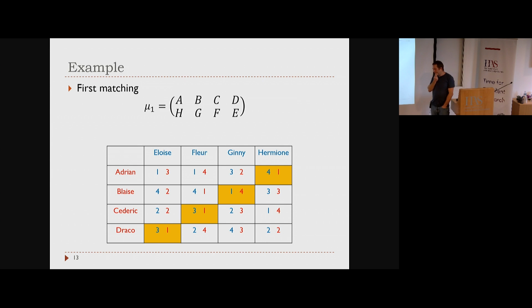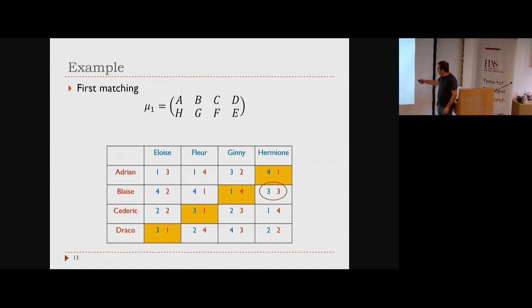Hermione can go with Draco. Hermione likes Draco, but Draco does not want Hermione. She's his second choice, and he got his third choice. No, I'm sorry, the red ones are the boys. Ginny and Cedric. Ginny does not prefer Cedric to Blaise. She gets her first choice.